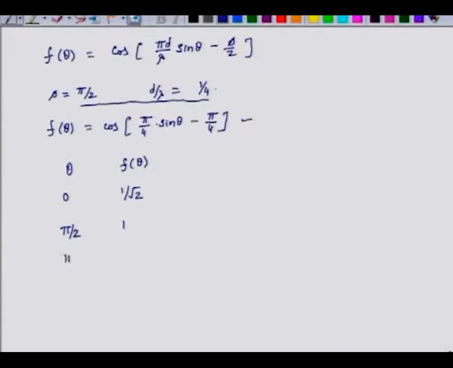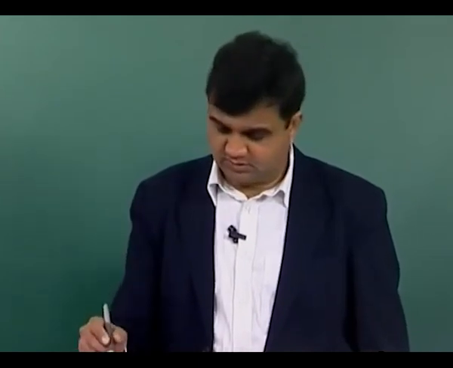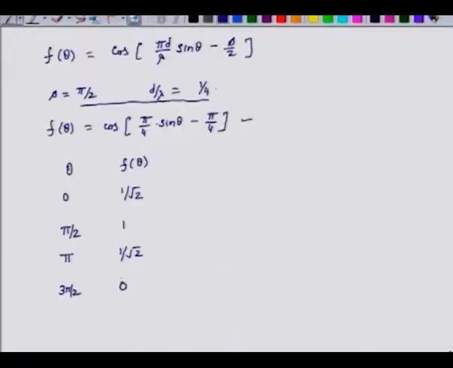Then for theta equals pi, again the first term in the parenthesis becomes 0, so what I get is cosine of pi over 4, which is 1 over root 2. And then for theta equals 3 pi over 2, sine theta is minus 1, so minus 1 times pi over 4 is minus pi over 4, and everything in the parenthesis adds up to minus pi over 2. Cosine of pi over 2 is 0. And then of course, for 2 pi I get again 1 over root 2. So, with these points I am going to plot.